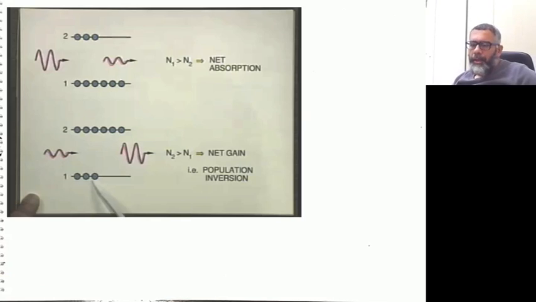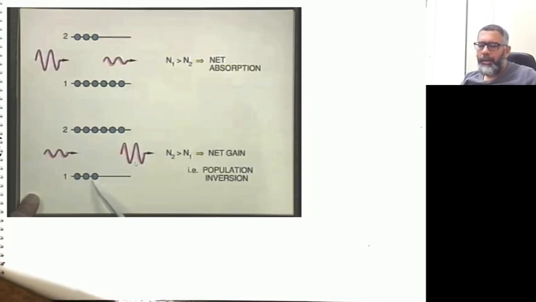So population inversion is the must condition to produce stimulated photons, which are nothing but the photons for a laser, for lasing action. So this is one condition that you must have: population inversion.